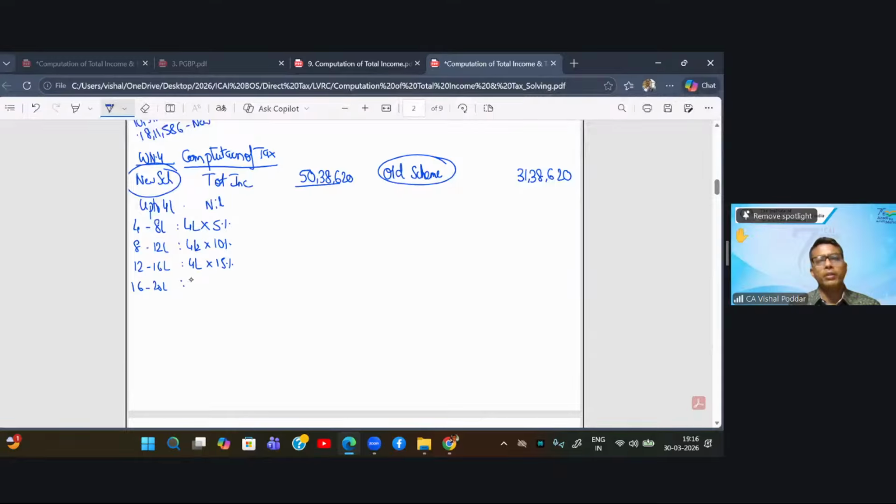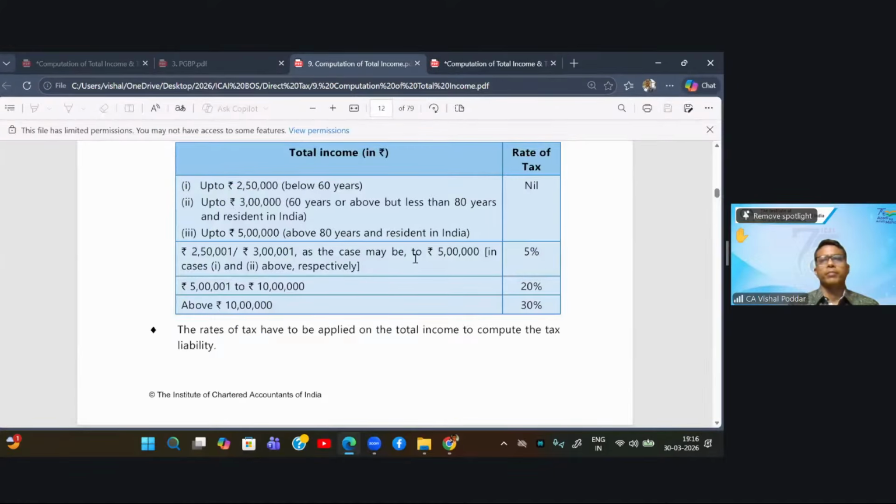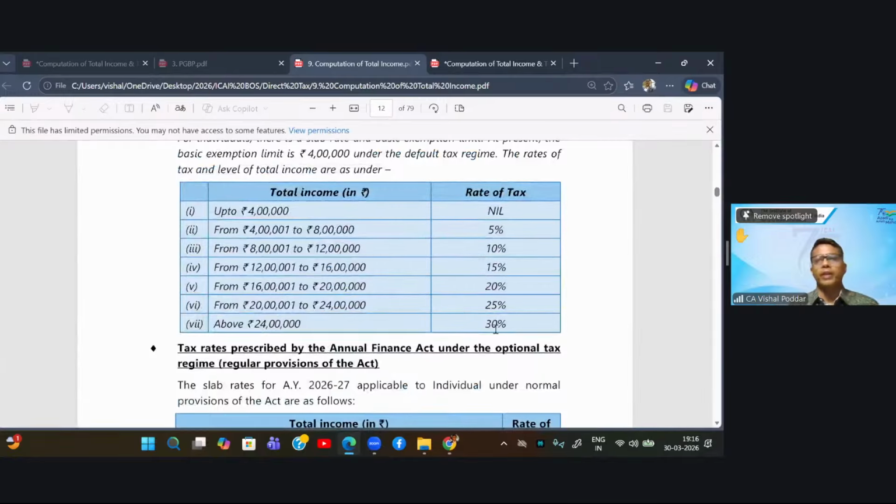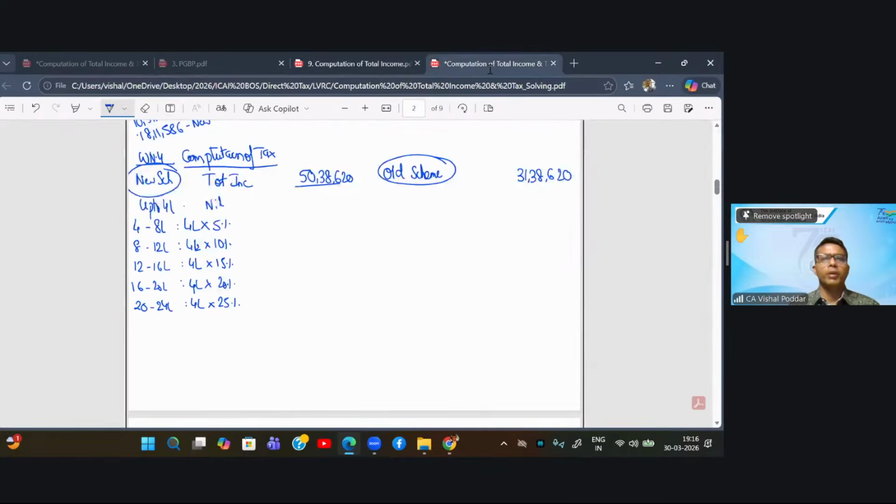16 to 20. Again 4 lakhs, which is 20%. Yes, sir. 20 to 24. Again 4 lakhs, 25%. Right? Correct, sir. See, and then you have the last tax rate of about 24 lakhs. Now, about 24 lakhs, how much is the amount?